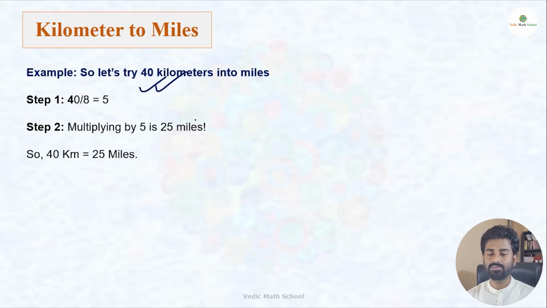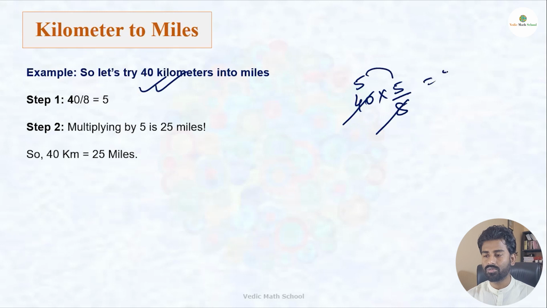Now let's convert 40 kilometer into miles. So what is the answer? 40 into 5 by 8. 8 is going to cancel out. 5 5s are 25. And this 25 is what? 25 is the miles.